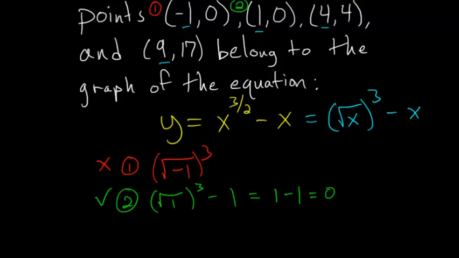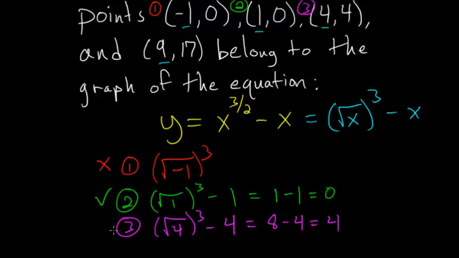Now let's try this third point here. Putting in 4, we have the square root of 4 cubed minus 4, and we're looking to get the value of 4. The square root of 4 is 2, and 2 cubed is 8. So we have 8 minus 4, which is 4. So we know that this one works as well.